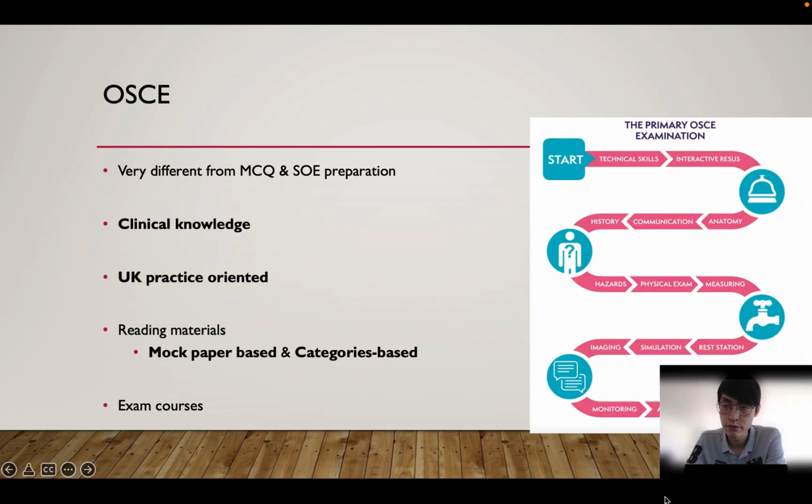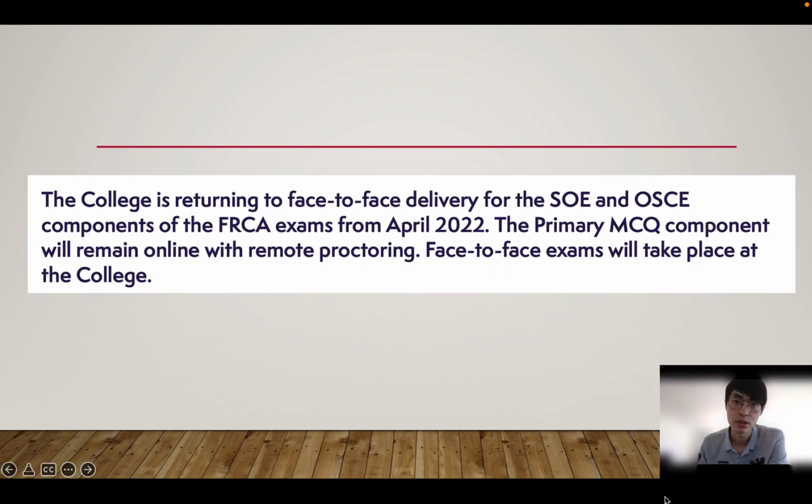Preparation for OSCE is very different from MCQ. The exam syllabus is very wide and it weighs heavily on both clinical and fundamental knowledge. Its questions are UK practice oriented and might put international candidates at a disadvantage. Personally, I divide the reading materials into mock paper based and categories based, which I will explain in detail.